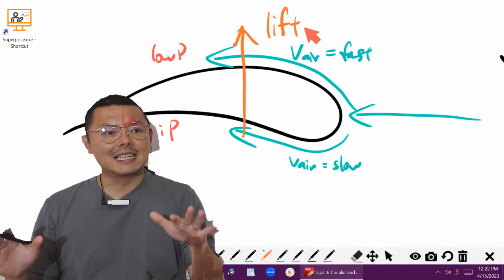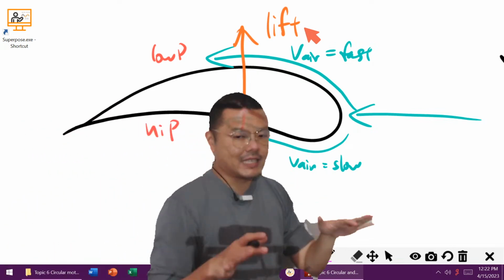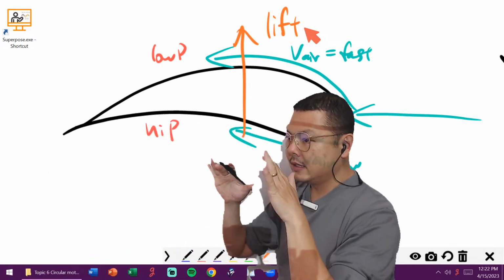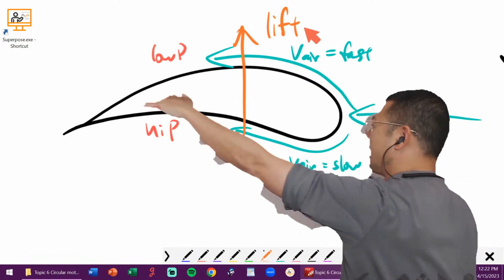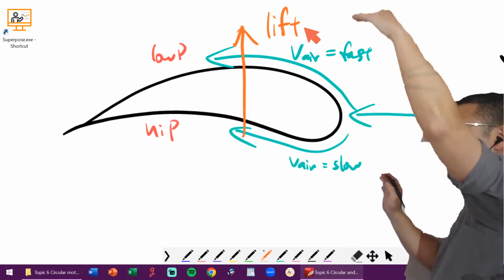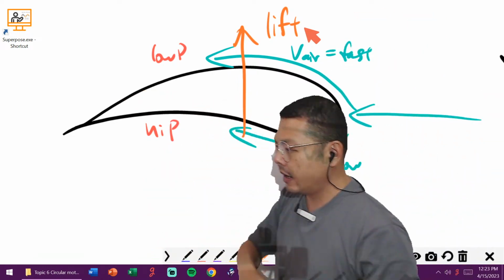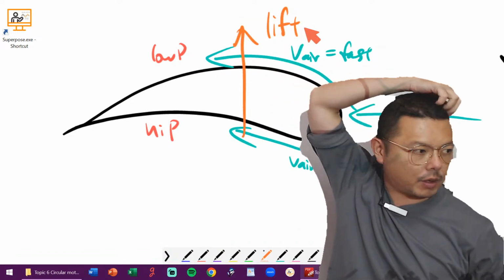And this is the force that results in the plane flying up. This is how planes fly, right? The lift will literally lift the plane upwards like this, right? High pressure bottom, low pressure top.